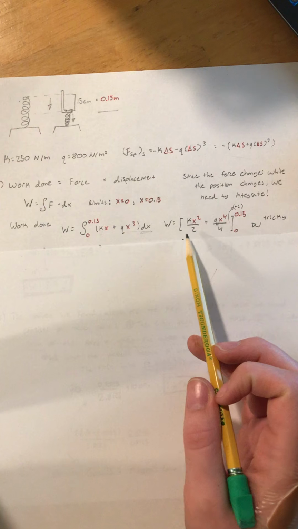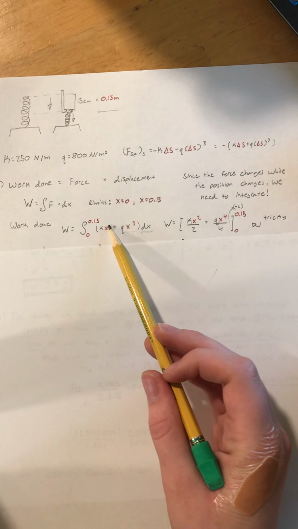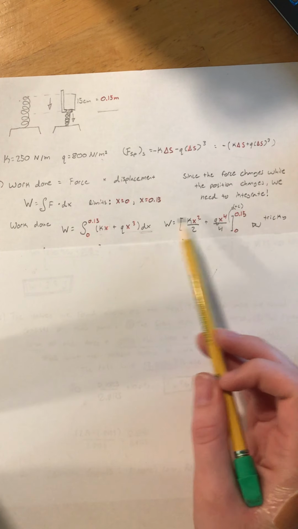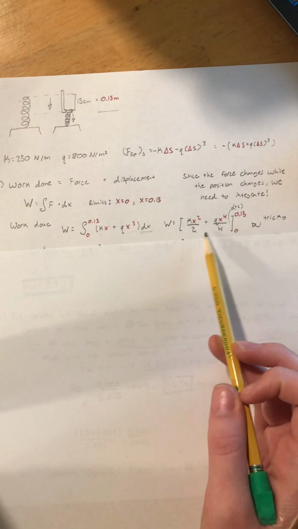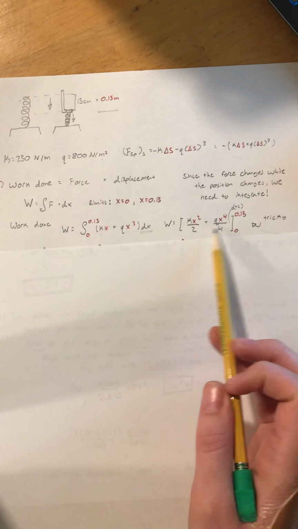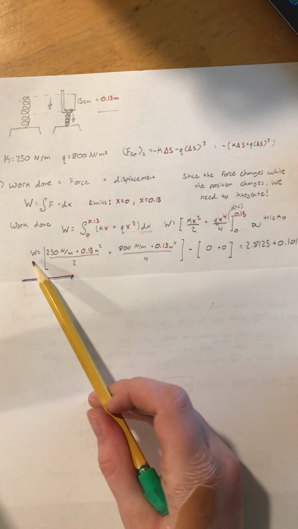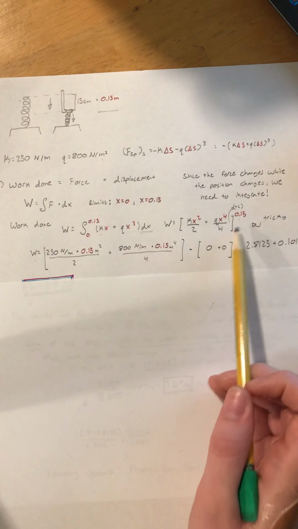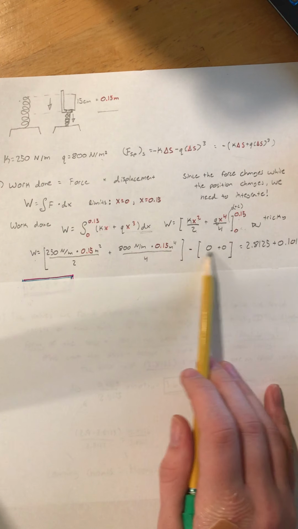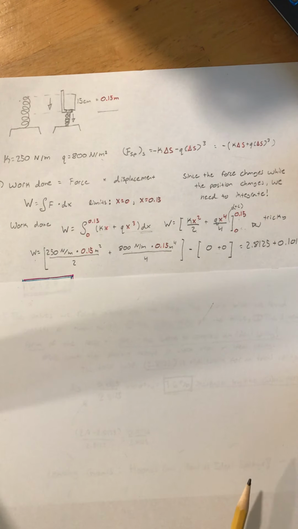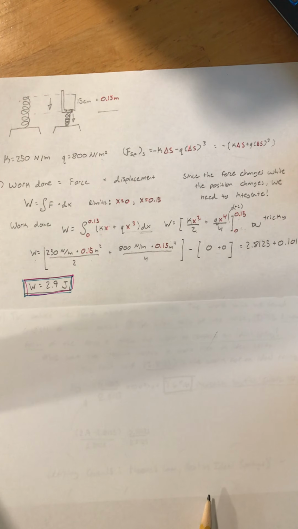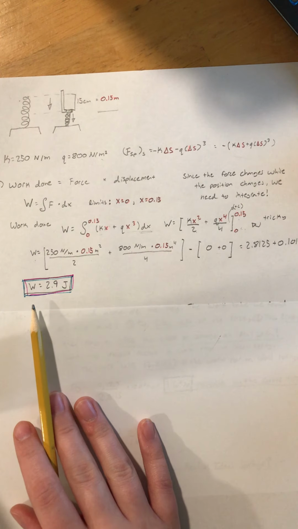dx, and then we're going to add 1 to the exponents and divide by our new exponent, and that's how we get the integral. Then we're basically just going to solve for W by plugging in these two x's. The 0 term is just going to go away because it's just 0, and we get that the work done is equal to 2.9 joules.